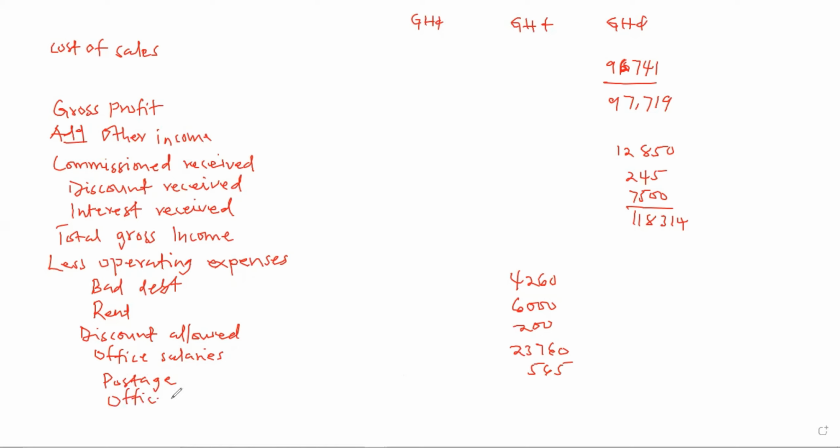So you list all the expenses that are in the question. You have to list all. Then you can now less from your income to get your actual net profit. So you have 2,755.